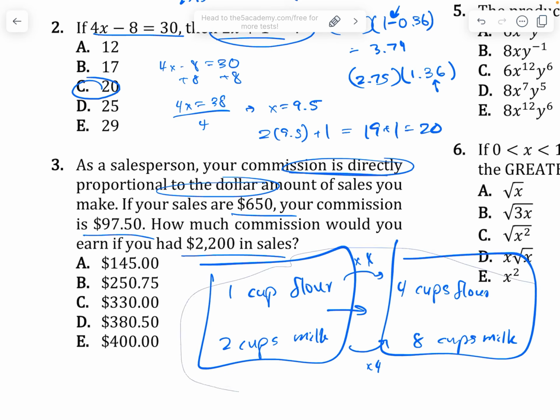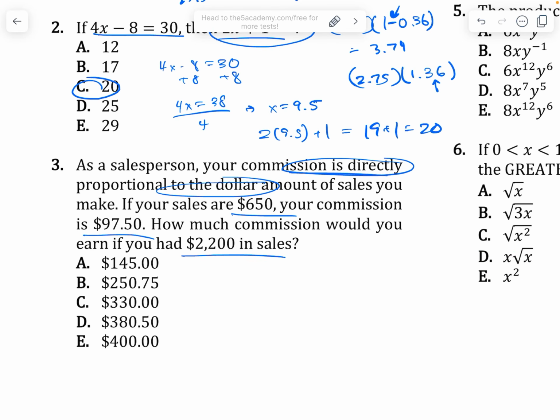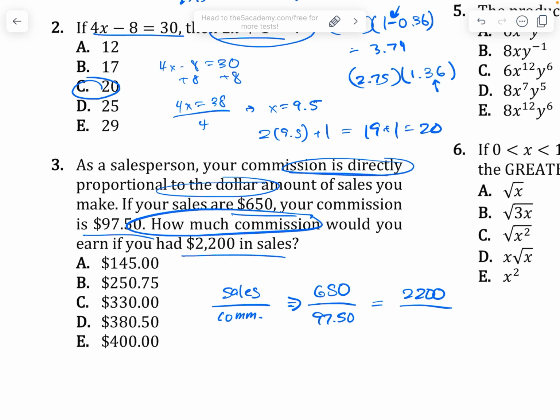So what I'm going to do is apply that same kind of logic to this problem. So it says let's do the ratio of sales to commissions. Okay, that ratio is going to be, in the first case, 650 sales to 97.5 commissions. That's going to also equal, let's make that, so we had 2,200 in sales. And what's my commission? How much commission? That's the question, right? So we want to identify that. Let's call that X. So now what I have is an equation right here where I only have one unknown, and I can solve it.